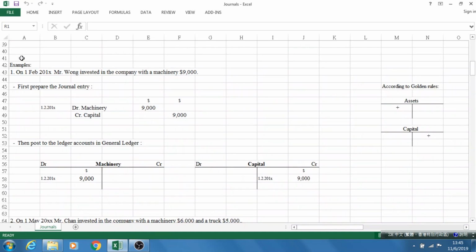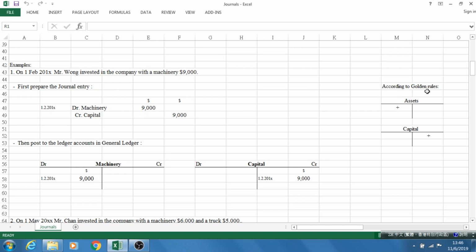Here are some examples to explain how to prepare journals. Example 1. On 1st February, year 2010, Mr. Wong invests in the company with a machinery 9,000. This transaction does not involve cash, bank, sales, or purchases. Journal entries should be prepared to record these transactions. Mr. Wong invests in the company. That means Mr. Wong injects capital in the company with a machinery 9,000.